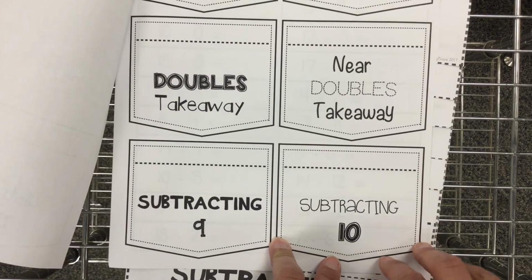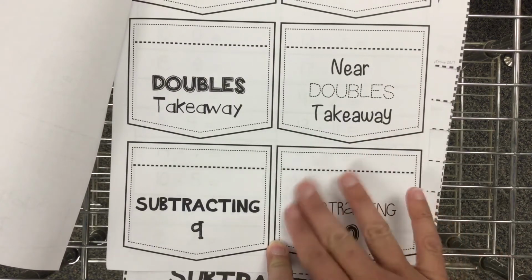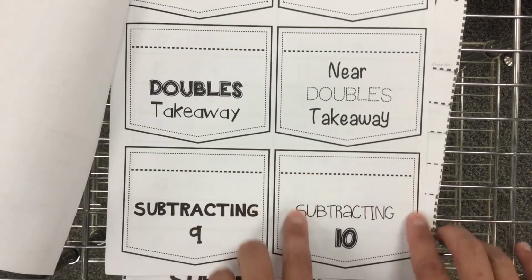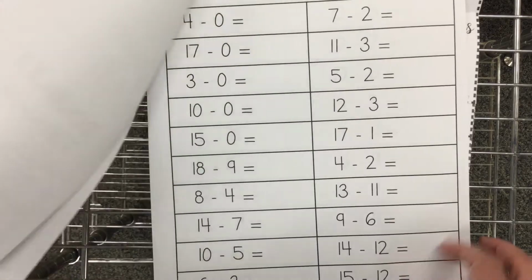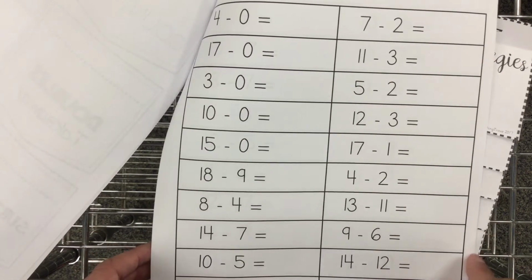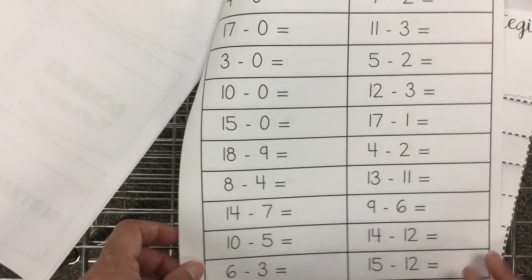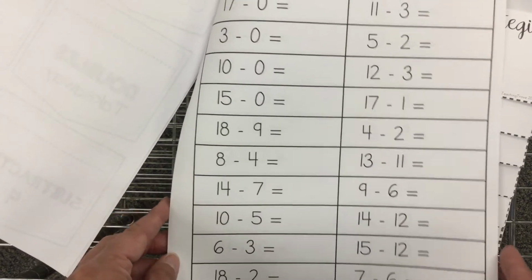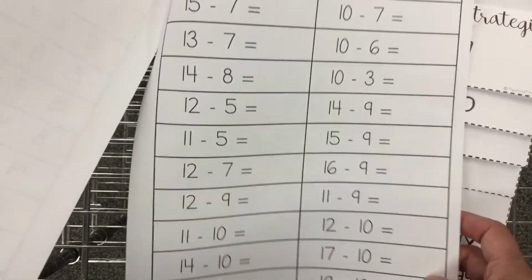So glue each of those pockets because you're going to be putting things down in. So don't glue the top edge, and don't glue in the middle, just the edges right here. Glue those down, and then you have problems that you're going to cut out, and you are going to solve those problems, and you're going to put them in the pocket of the strategy that you use to find the difference. So there's a couple of pages of those. So you'll cut those out and put them in the correct pocket.